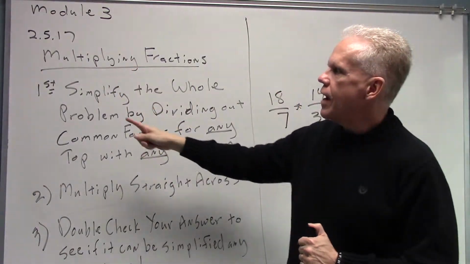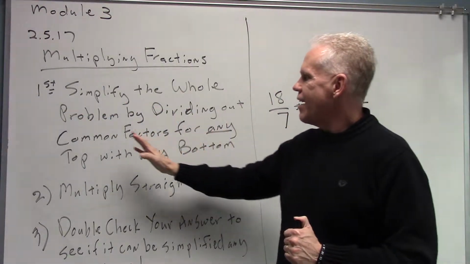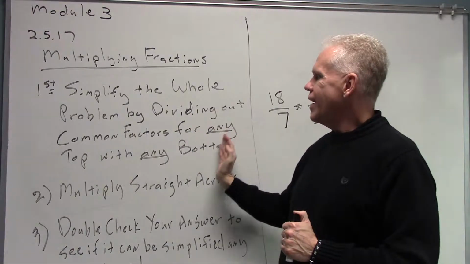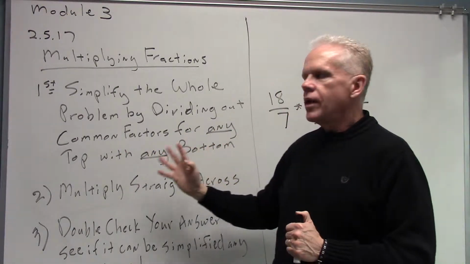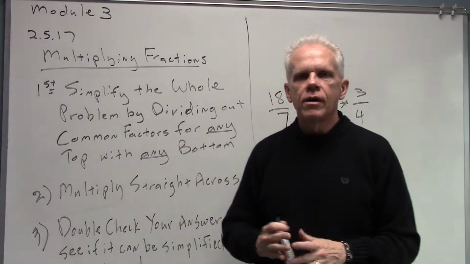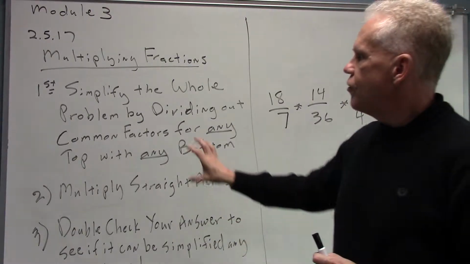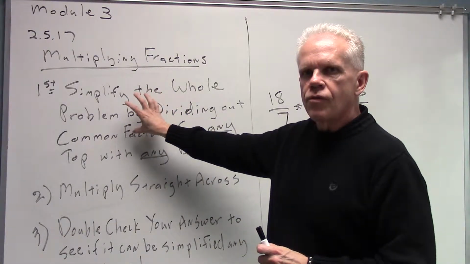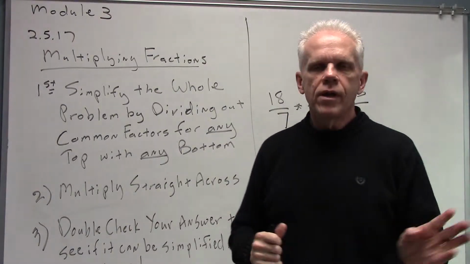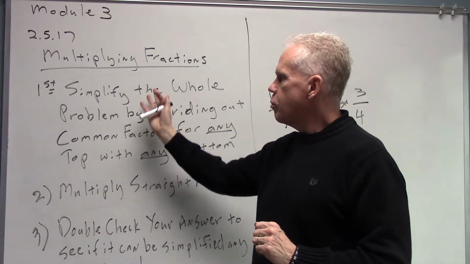When we're multiplying fractions, first we want to simplify the whole problem by dividing out any common factors for any top with any bottom. So any common factors we can find that are in both the numerator and the denominator of any of the fractions within the problem, we can simplify that. Let me illustrate this first step for you on a problem right over here and show you what I mean when I say we want to simplify the whole problem.